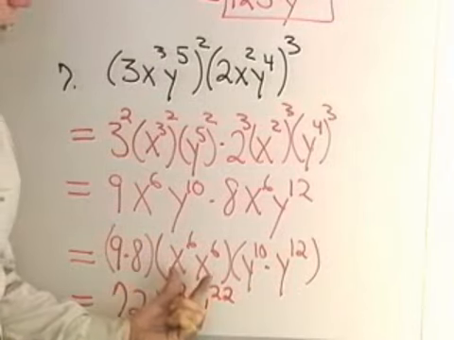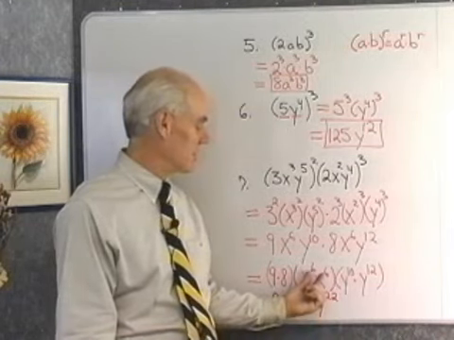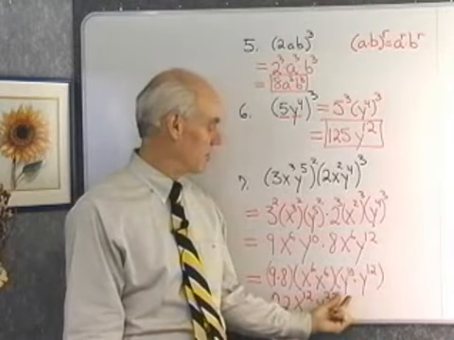So here is property 1 for exponents where I multiply with the same base. I have to add exponents. So x to the 6 plus 6 is x to the 12th. Y to the 10 plus 12 is y to the 22nd.